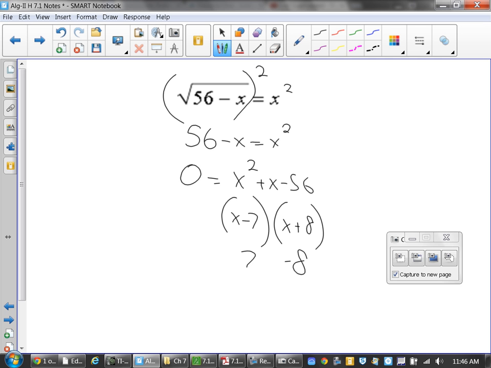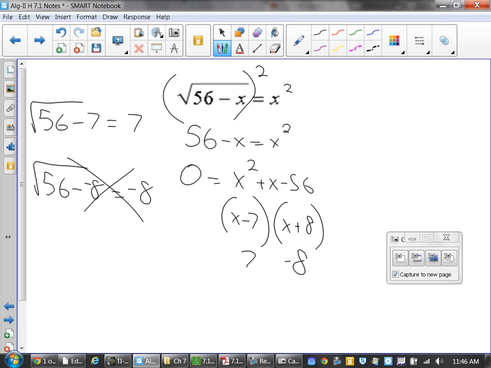If I do this, I get 56 minus 7. Take the square root. Does that equal 7? Yes. Okay. That's so cool. 56 minus the negative 8. Take the square root of that. Does it equal negative 8? No. Wait. Oh, no. Duh. That doesn't work.